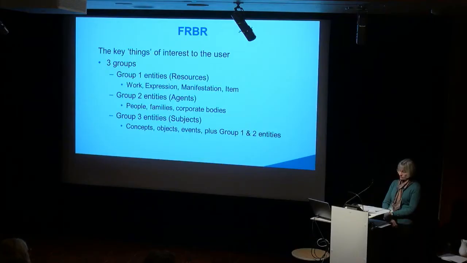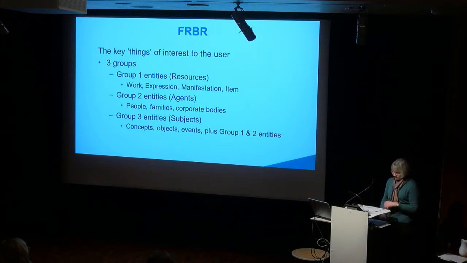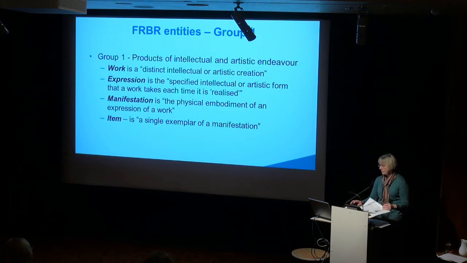The Group 1 entities are the resource entities. We're talking about the work, expression, the manifestation and the item. The Group 2 entities are agent entities, such as person, families, corporate bodies. And the Group 3 entities are the subjects, concepts, objects, events and places. Group 1s are the products of intellectual and artistic endeavour.